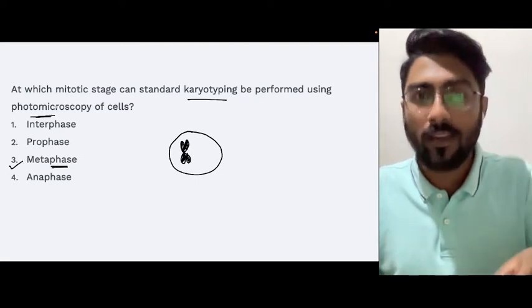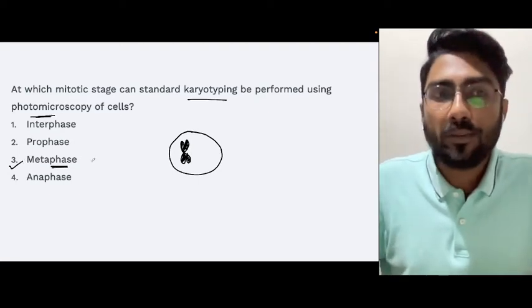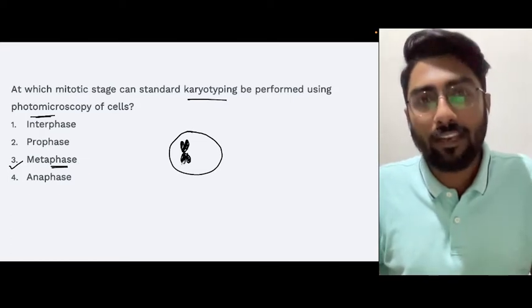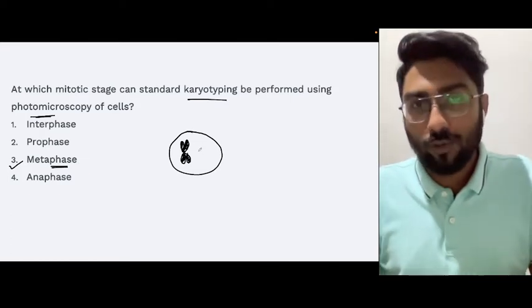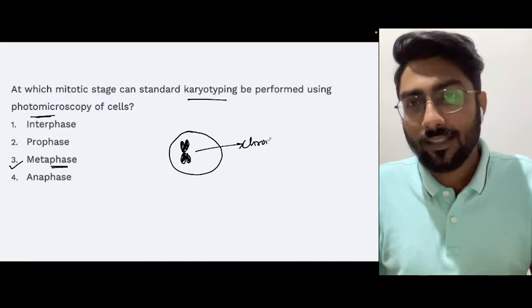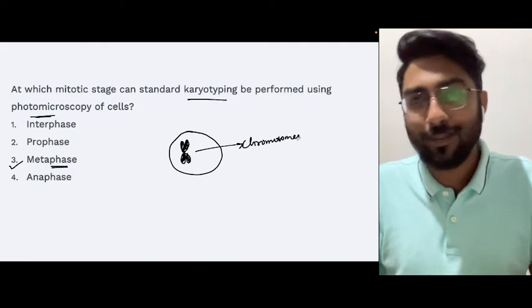You have to take a picture. So karyotyping is used at the metaphase stage because you can see these particular chromosomes very prominently in that stage. It's a very basic question.